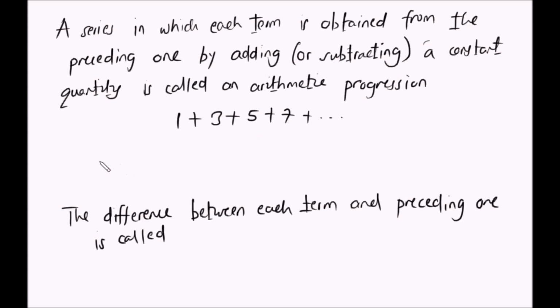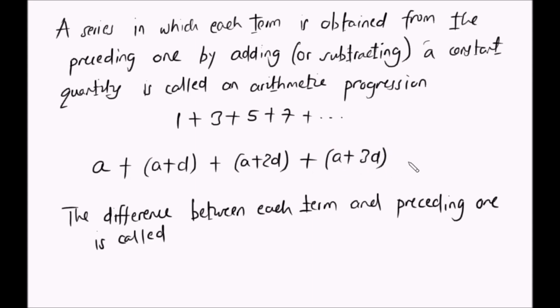Or you have a series where the first term is A. So I add A with D, I get A plus D. This is the second term. I add this second term with D, I get A plus 2D. This is the third term. I add the third term with D, I get A plus 3D. This is the fourth term, and so on. So these now are examples of arithmetic progression.